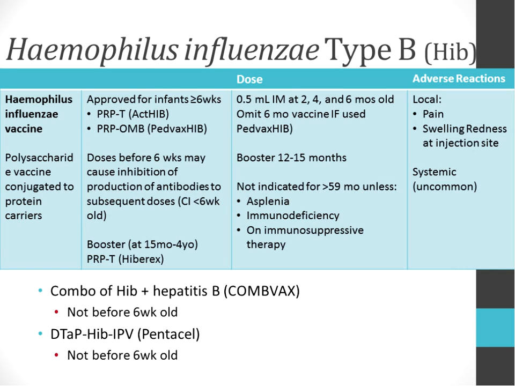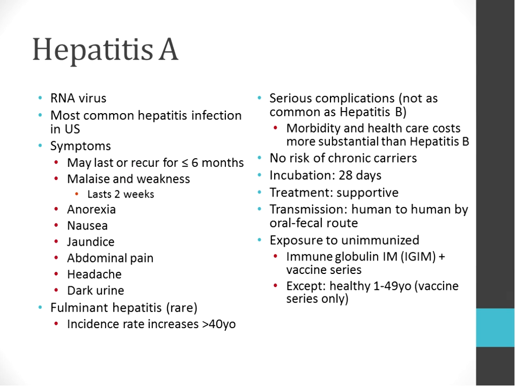This is one of the vaccines you get at 2 months, 4 months, and 6 months old, which is the typical time that we're going to vaccinate these patients. It's not indicated for patients who are greater than 59 months unless they're asplenic, immunodeficient, or on immunosuppressive therapy. It is available in a combination with hepatitis B or DTaP, depending on which combination brand you're looking at.